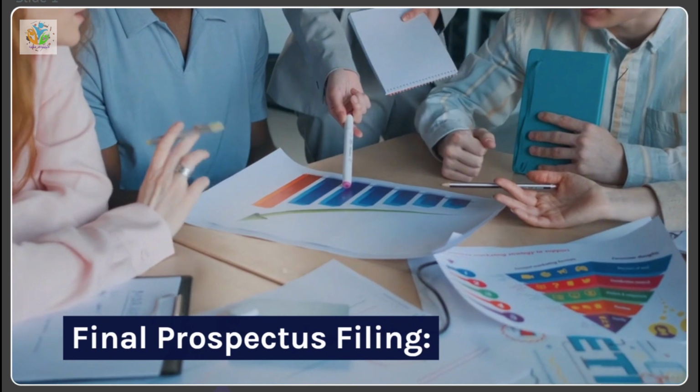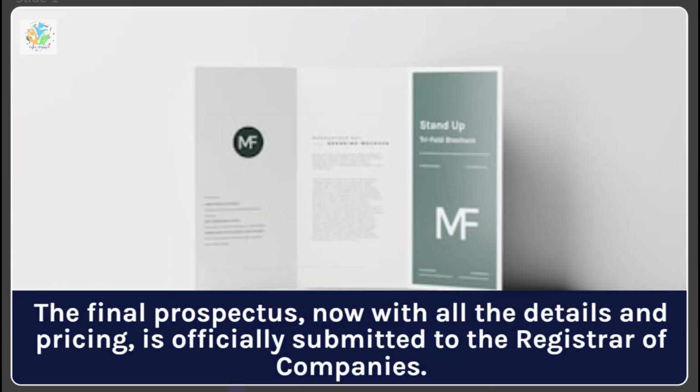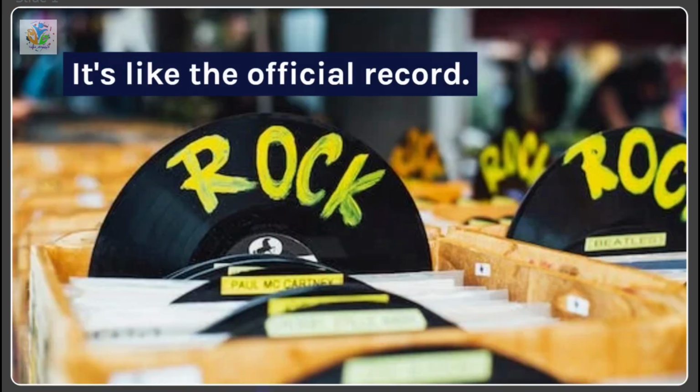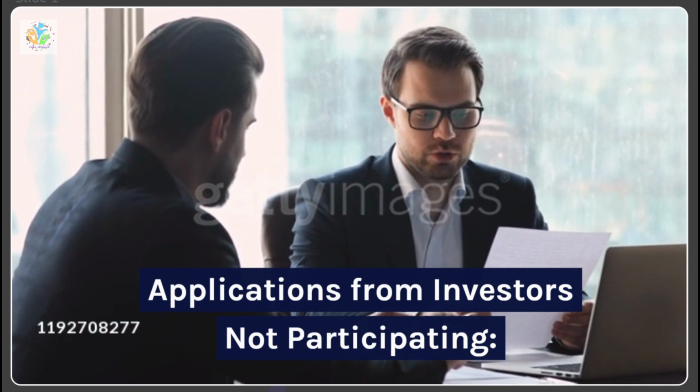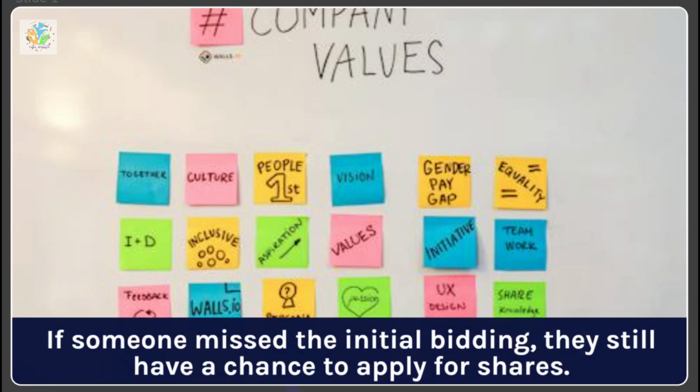Final prospectus filing. The final prospectus, now with all the details and pricing, is officially submitted to the Registrar of Companies. It's like the official record. Applications from investors not participating. If someone missed the initial bidding, they still have a chance to apply for shares.